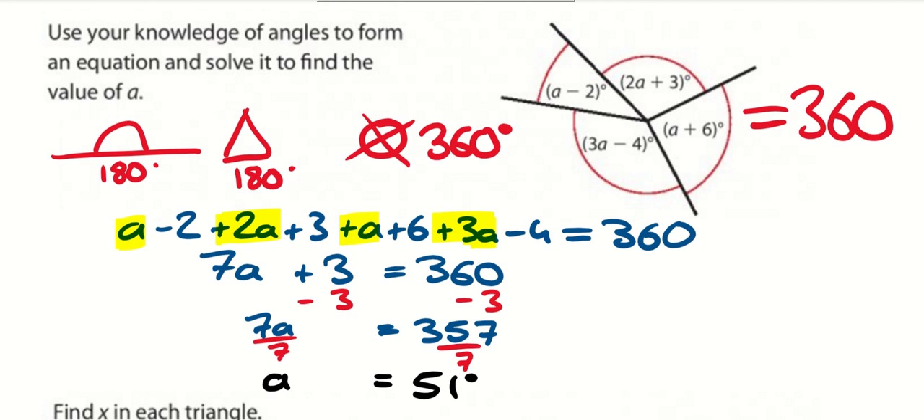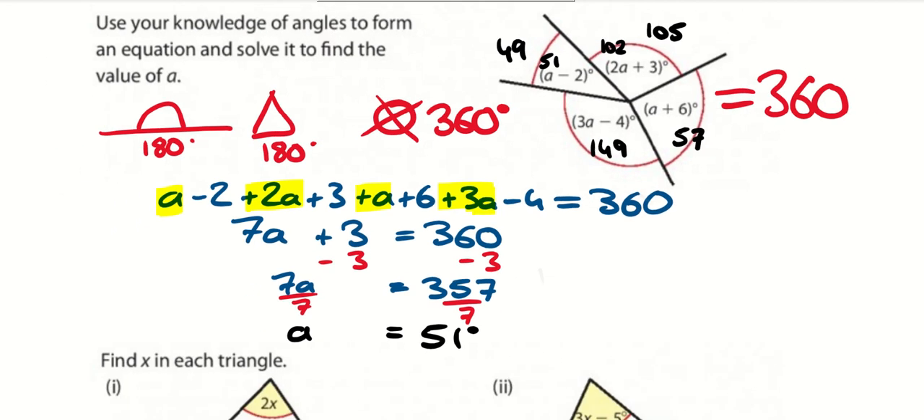Okay, and if you want to check that, this one will be 51 minus 2, so that's 49. This will be 51 by 2, so that will be 102 plus 3, so that's 105. This one will be 57, and this one will be 153 minus 4, so 149. If you add all them together, this should give you 360. So 149, 7, 12, 1. Yeah, so they do add to give you 360. So if you want to check at the end, you can see what it is.